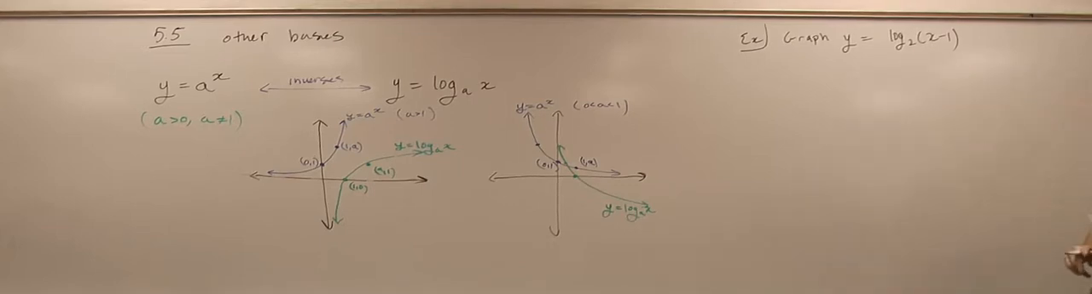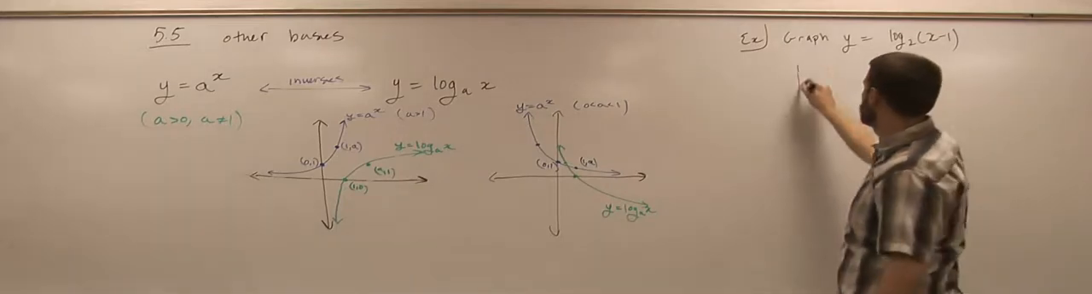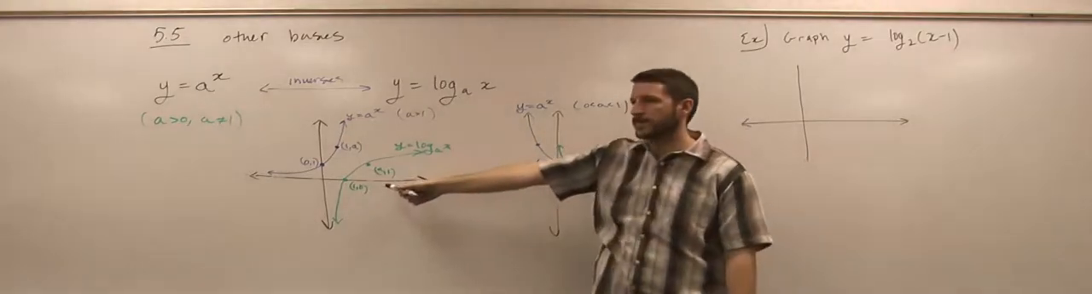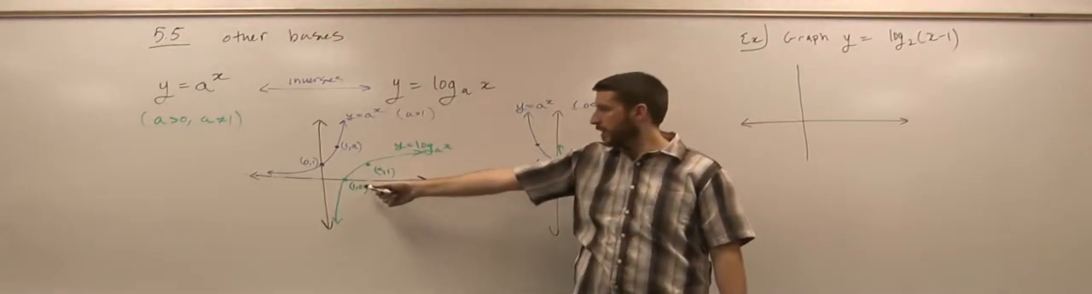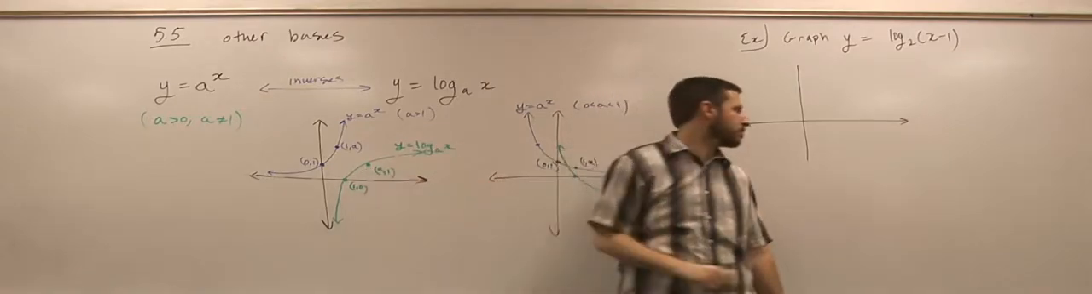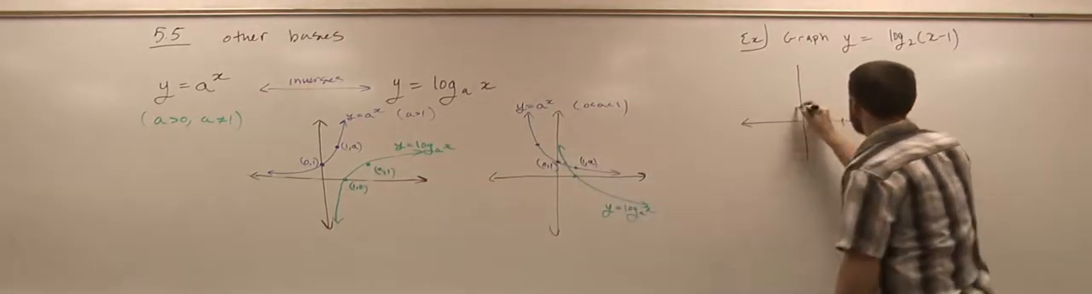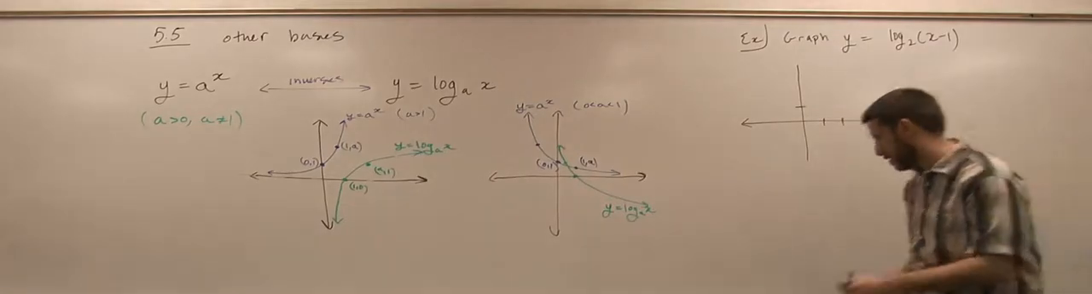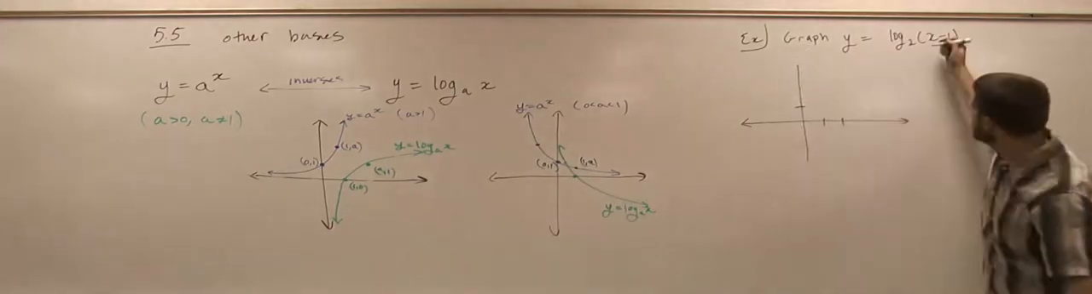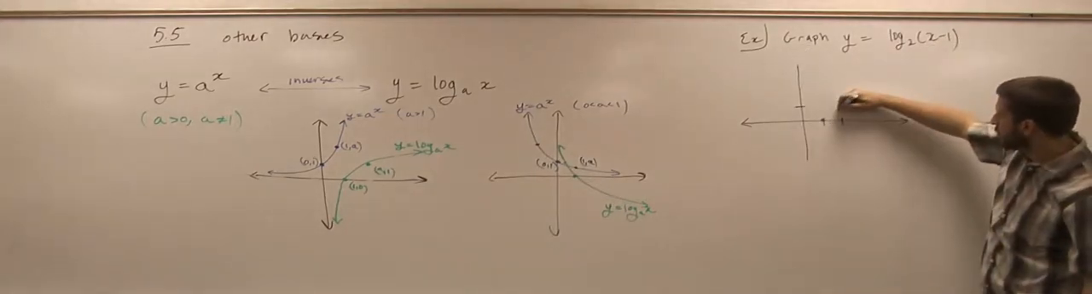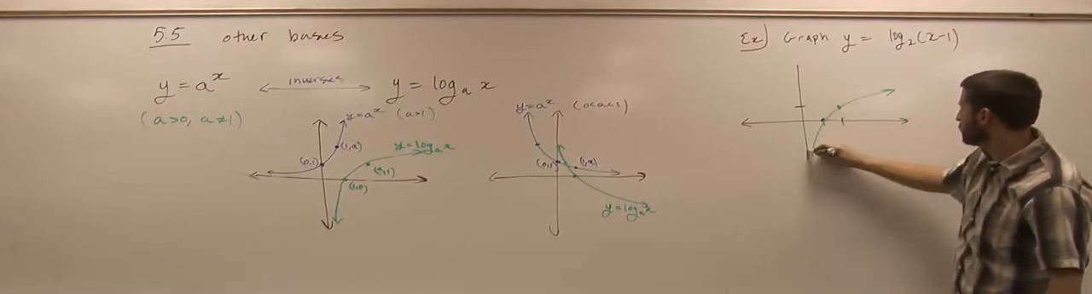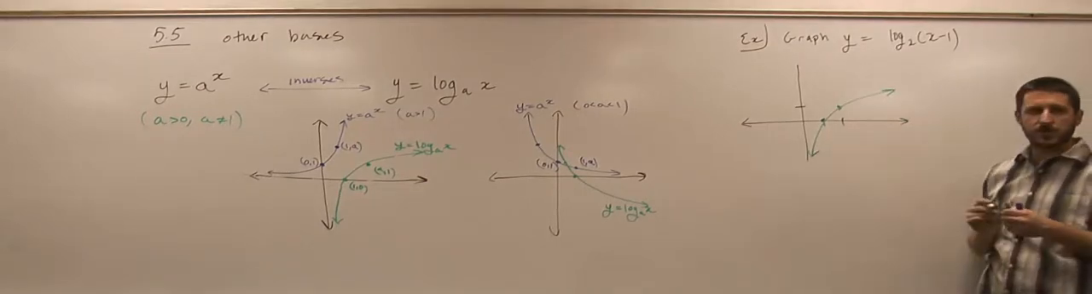So what should log base 2 look like? Here's your key to everything. It goes through 1, 0, but instead of going through e, 1, it goes through 2, 1. It's even better. It's easy. So the graph of log base 2 goes through 1, 0 and 2, 1. Vertical asymptote at x equals 0.